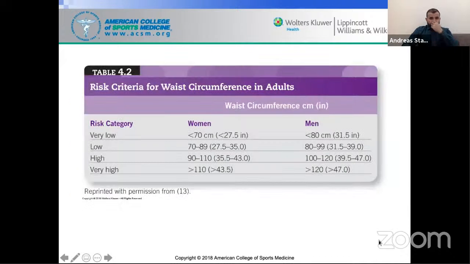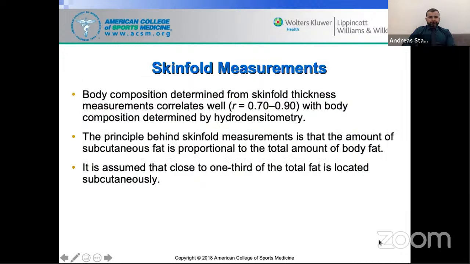Okay, this is just for the waist circumference for women and men. Skinfold measurements, again, we talked about that in class. It's pretty accurate when compared to hydrodensitometry. And hydrodensitometry, we'll talk about in a little bit, used to be the gold standard, right? Now we're mostly using DEXA as the gold standard.